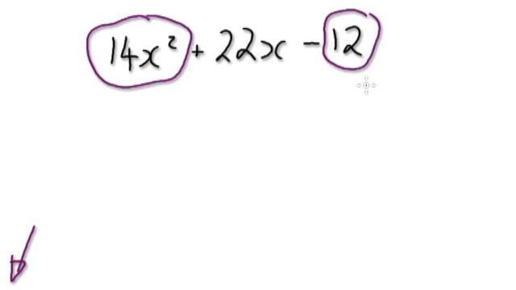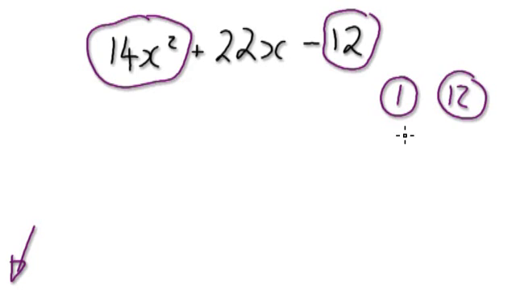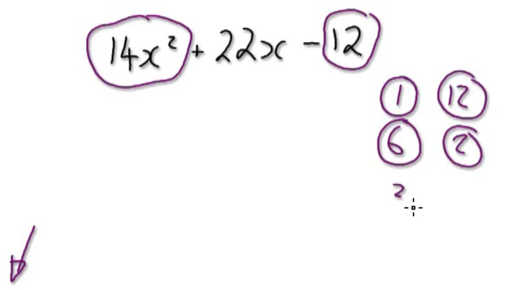So here, two numbers multiply together to give us in effect minus 12. But forget about the minus for the time being. So we could use 1 and 12. We could use 6 and 2. We could use 3 and 4.